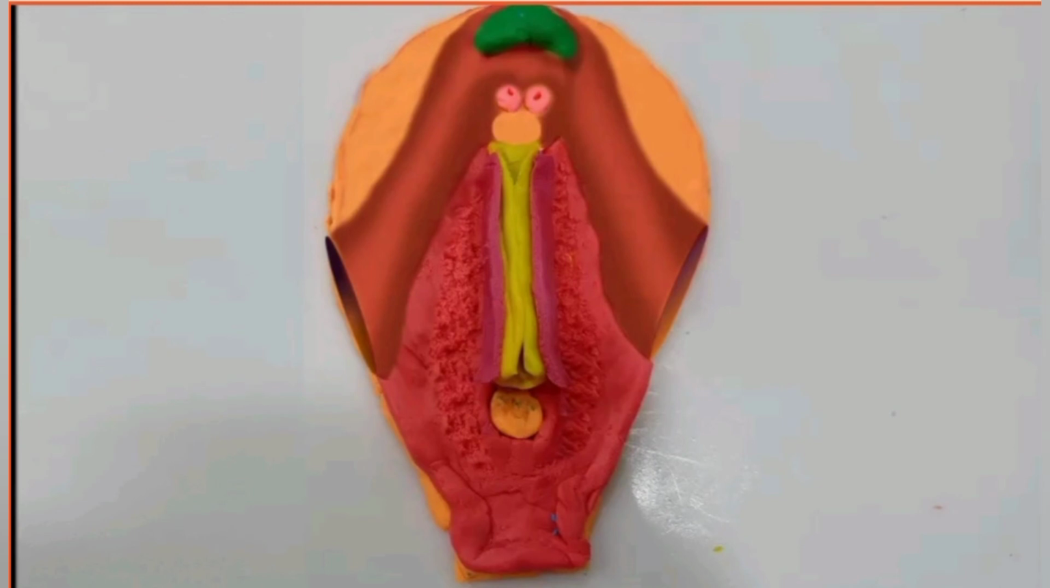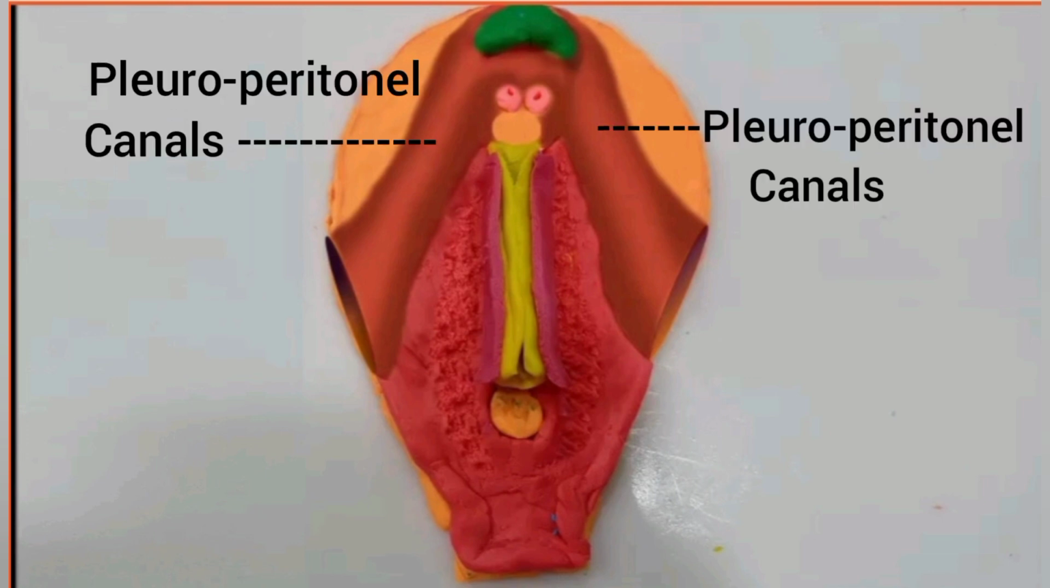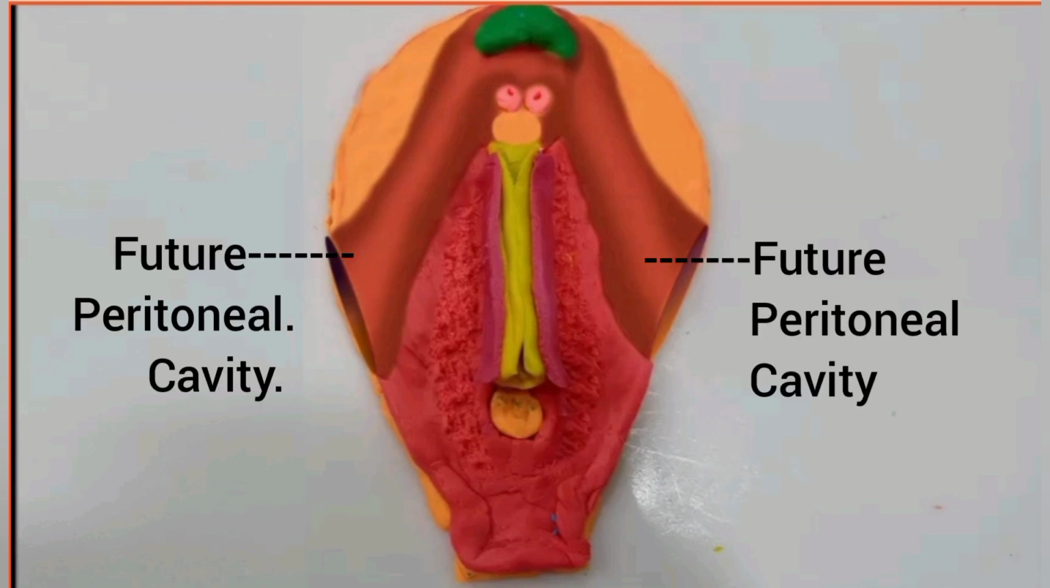The various parts of the mesodermal layer, one by one, let us find out what they are. Now this is the region of septum transversum. These are the two dorsal aorta. That is the pericardial cavity, and these are the two pleuroperitoneal canals which connect the septum transversum with the future peritoneal cavity.